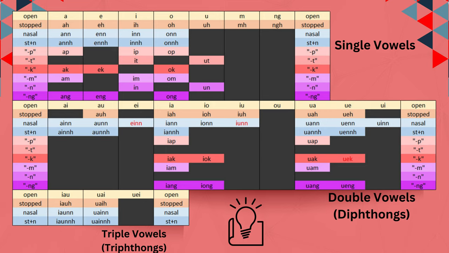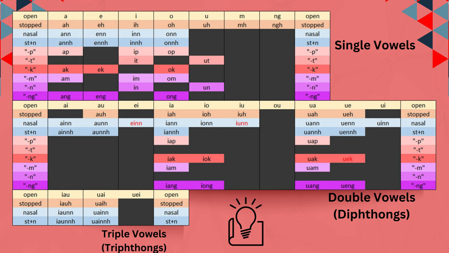The same thing is true with N and NG as final consonants. Ap, ip, op, it, ut, ak, ek, ok, am, im, om, in, un, ang, eng, ong.